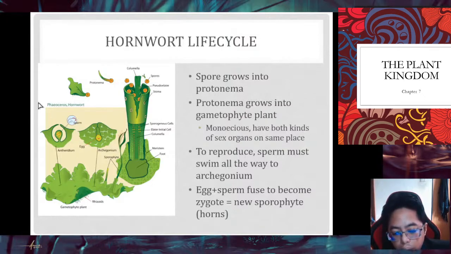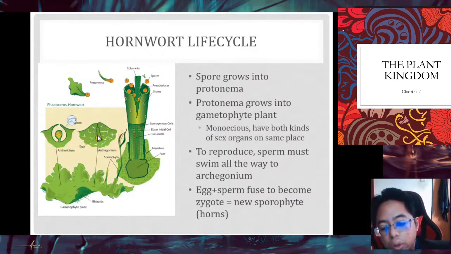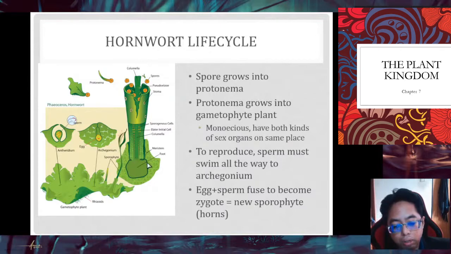So somehow when there's rain, this whole area will be flooded, and the sperm can swim all the way into the female part, which is the archegonium. Okay, so when they meet together, they will form a zygote, and the zygote will form this long horn-like thing called sporophyte. As you can see, this is foot, meristem. Okay, and then you form a really long columella. It will grow all the way to the top, and then what will happen? They will create spores.